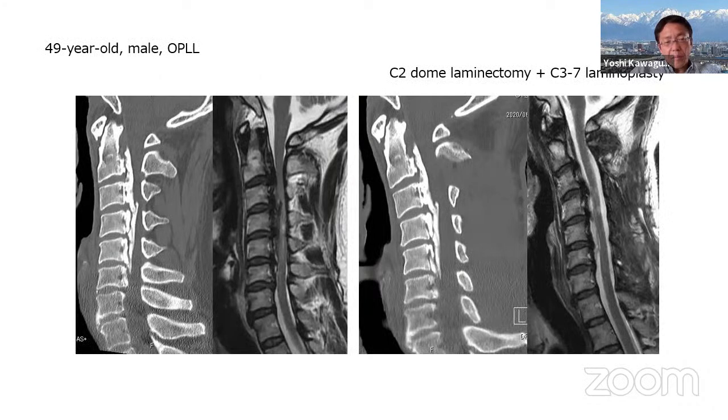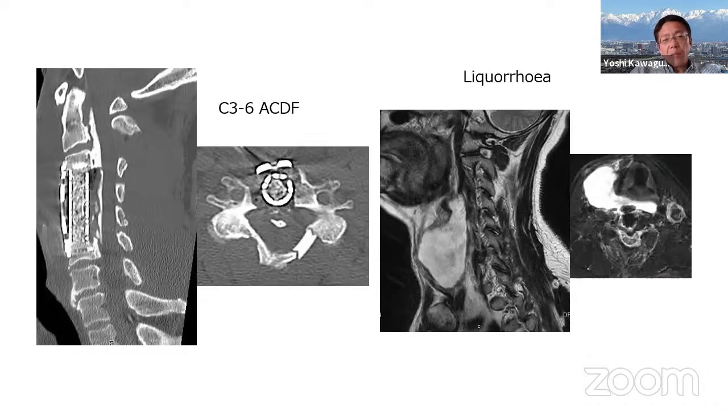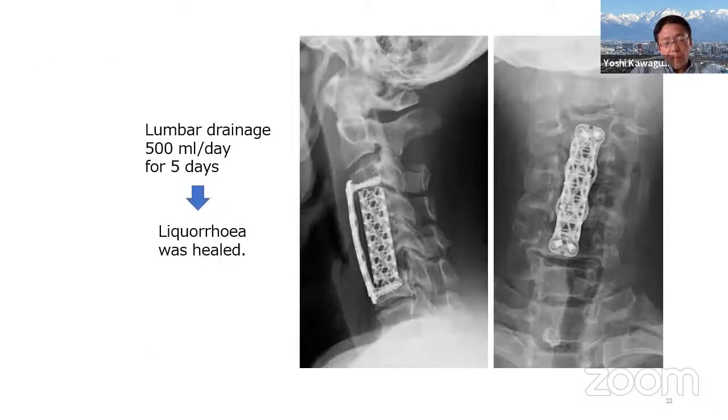This 49-year-old male had continuous type of OPLL. We performed posterior decompression first, and then anterior decompression was applied. However, this patient had CSF leak after anterior surgery. We performed lumbar drainage for 5 days. Fortunately, the leak was healed.